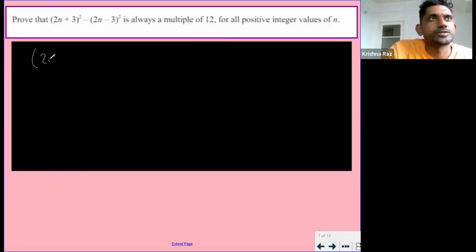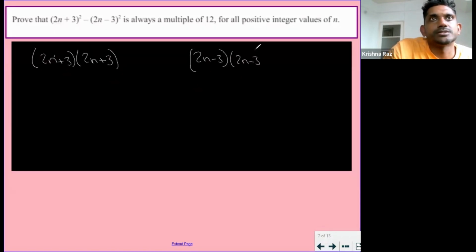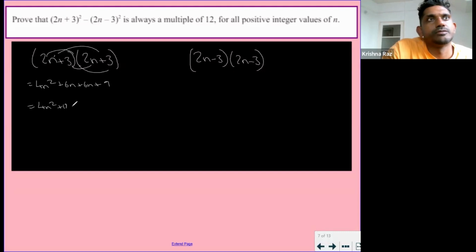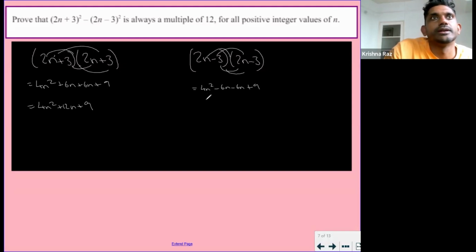Let's go. 2n plus 3, 2n plus 3, and 2n minus 3, 2n minus 3. First, outer, inner, last: 4n squared plus 6n plus 6n plus 9, so 4n squared plus 12n plus 9. Let's do this one: first, outer, inner, last. 4n squared minus 6n minus 6n plus 9, so 4n squared minus 12n plus 9. Use brackets properly. Let's subtract.